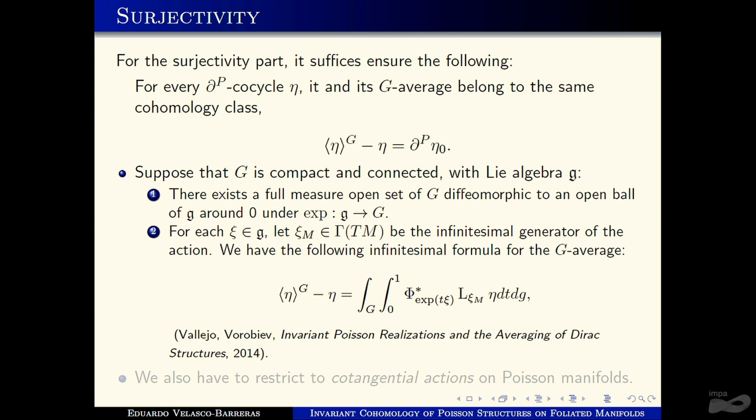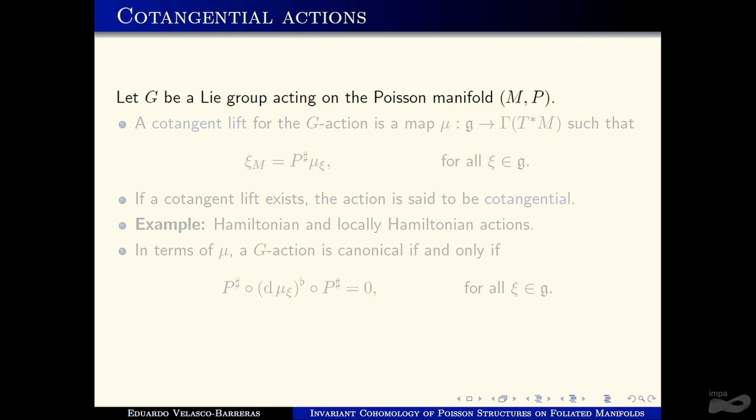Also, we need to restrict to the case of cotangential actions on Poisson manifolds. This notion was introduced by Lu and also developed by Ginzburg. So if we have a Lie group acting on a Poisson manifold, then a cotangent lift of a G action is a map from the Lie algebra to the space of one forms, such that the following relation holds. So we are representing each infinitesimal generator of the G action by sections of the cotangent bundle. That's why we have a cotangent lift.